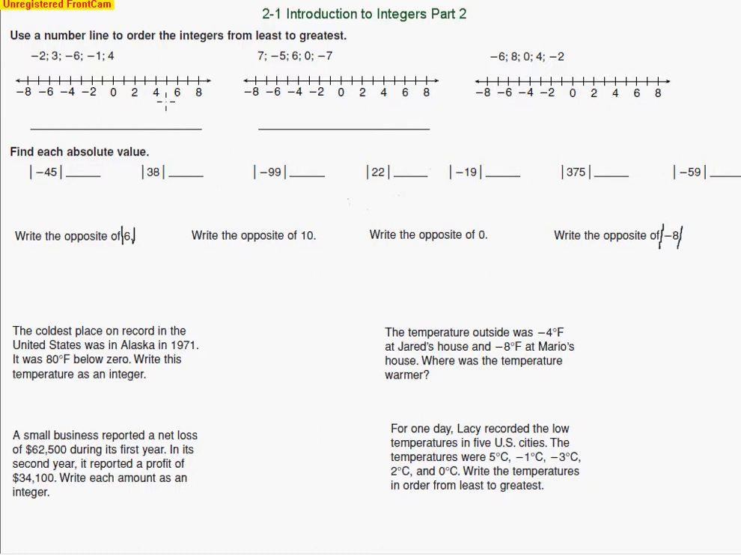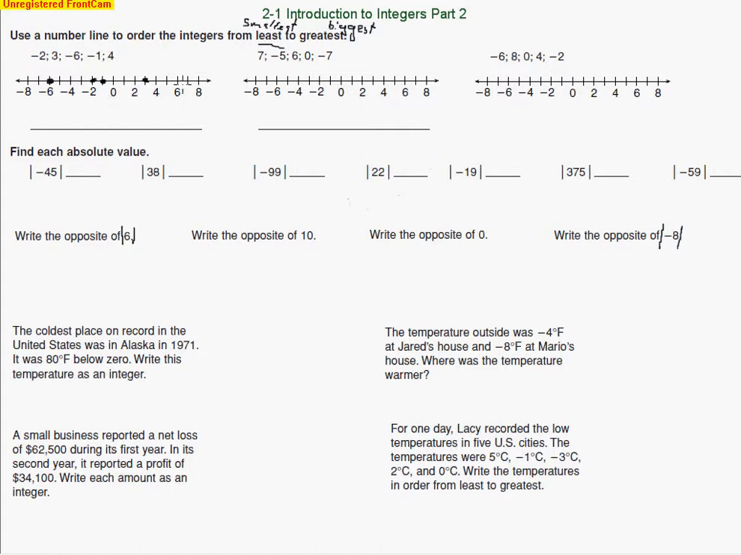So let's take a look at our first problem here. It says use a number line to order the integers from least. Least means smallest. So we're going from the smallest to the biggest, or to the greatest number. So let's look at what we've got. Negative 2. Let's go ahead and plot these numbers. Negative 2, put that number there. 3 is this number here. Negative 6, right here. Negative 1 is right in between negative 2 and 0.